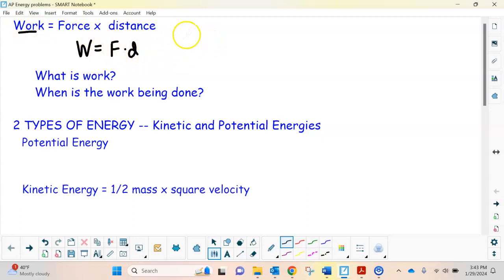distance. If you're going to solve this instead for distance, here's a manipulation. D equals W over F. And if you're going to be solving for force, it would be W over D.